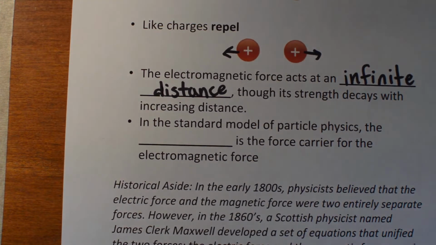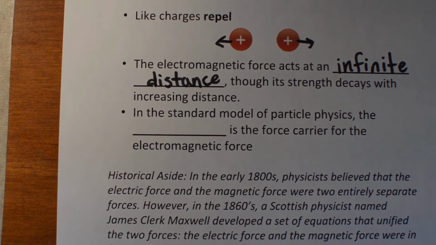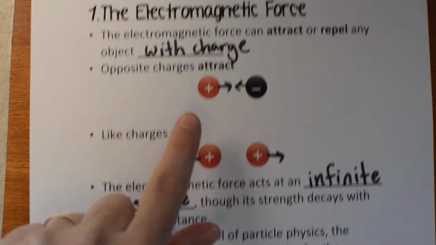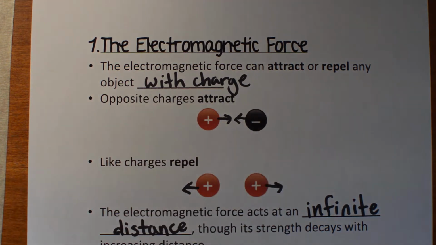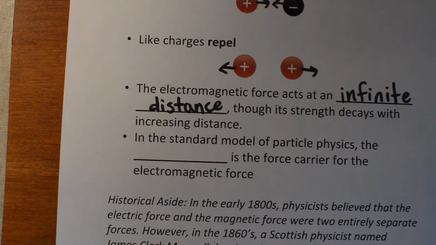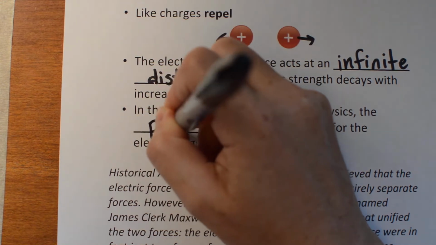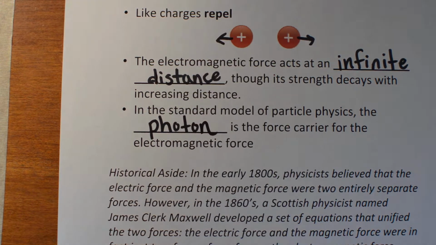So every one of these fundamental forces has a force carrier. That's a tiny particle. So this is in the particle physics model. It's a tiny particle that carries the force from one object to the other object. So how does the force get from this positive charge to that negative charge? How does it communicate? That's with a tiny particle. And the photon is the force carrier for the electromagnetic force.